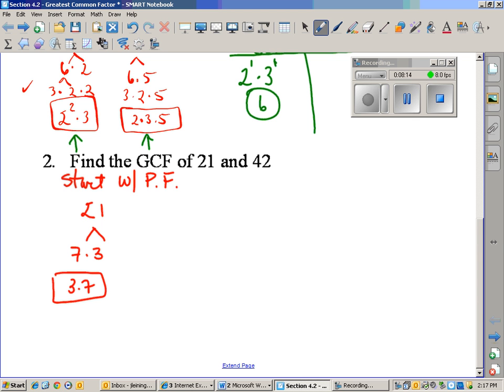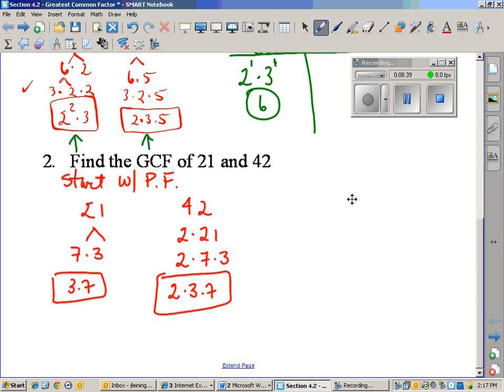42, he's 2 times 21, or maybe you started with 6 times 7. Either way will get you the same place. 21 is 7 times 3. And now again, I have all my prime factors. I'm going to write them smallest to biggest. That makes it easier to see what they have in common.